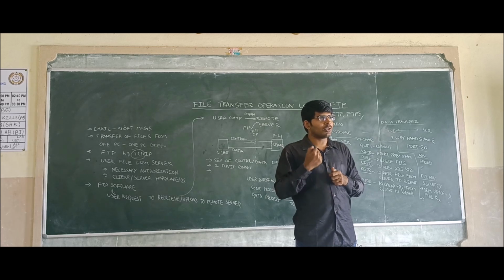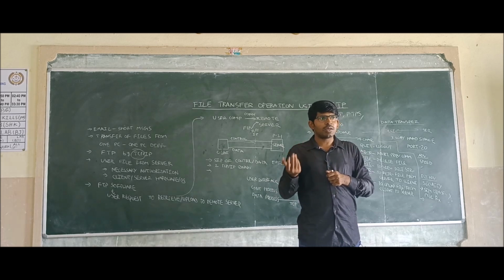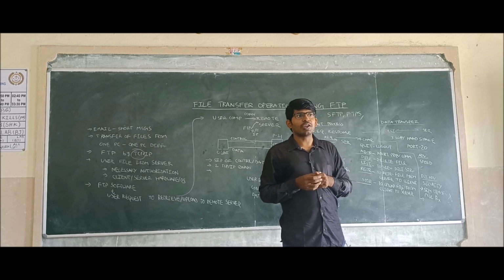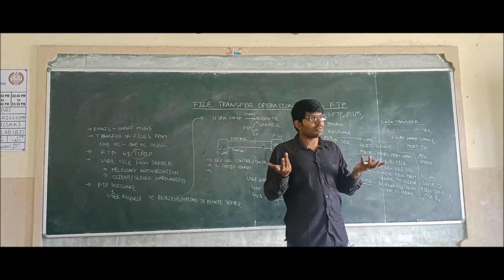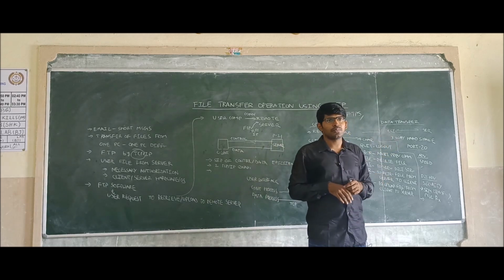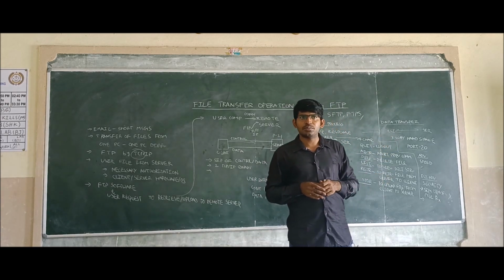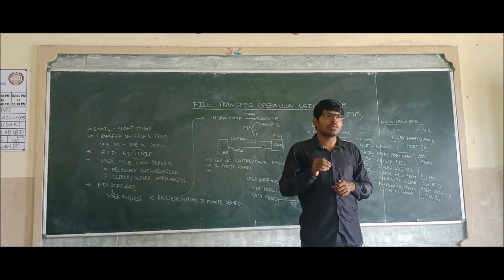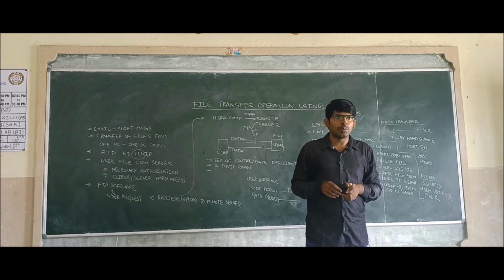But the problem with the UDP is the data might not be received very accurately. There are no sequence numbers. There is no three-way handshake. There is no acknowledgement. That is the drawback with the usage of the UDP.